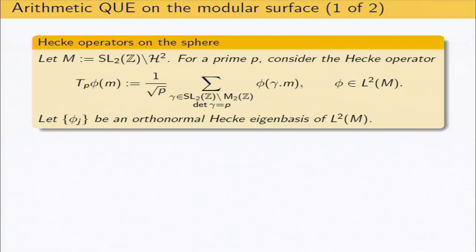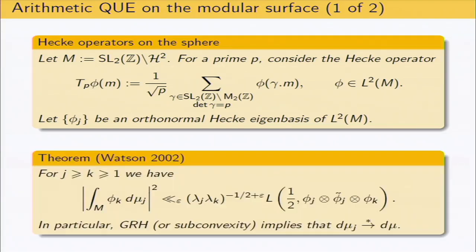This is a beautiful family, a commuting family of self-adjoint operators commuting with the Laplace operator, and we can choose a Hecke eigenbasis consisting of Laplace eigenfunctions which are at the same time eigenfunctions of all the TPs. And then, corresponding to the theorem of Böcherer, Schulze-Pillot, and Sarnak, the celebrated thesis of Watson established a similar estimate for the integrals of harmonics with respect to these harmonic probability measures on the underlying manifold.